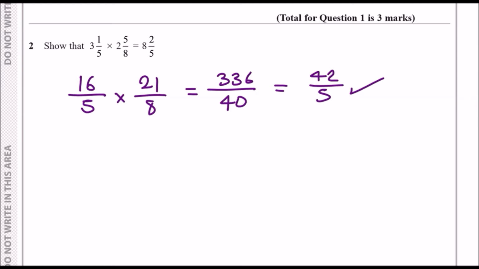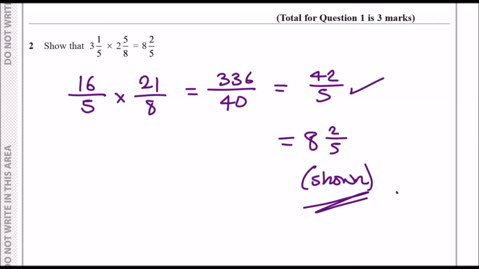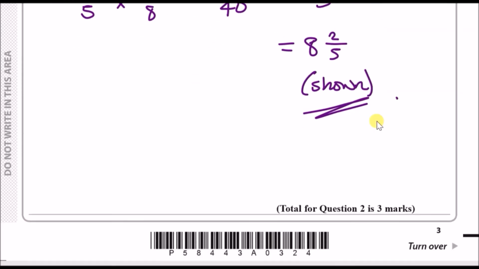So no thinking required. And because you have literally one more step to go from here to the result, just write the answer directly and just write 8 2/5. And if you guys are not sure, you can put in brackets "shown" or something, just to be clear that you've reached the result. And yeah, that's 2 done.